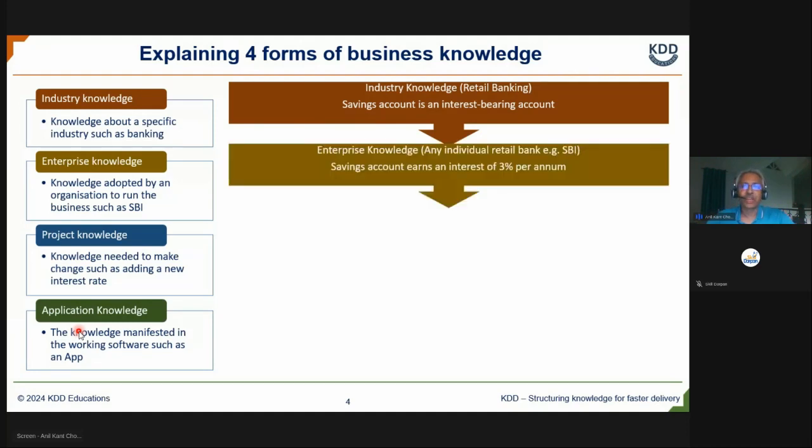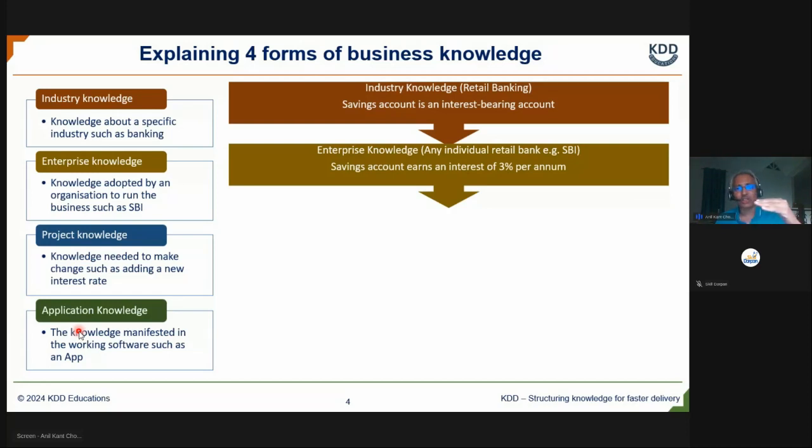Now, when you instantiate it, for example, SBI might say, I will give a 3% interest on the saving account. Now, that becomes an instantiation. So, if SBI is giving 3%, maybe another bank could be giving some other percent, maybe 2.5% or 3.5%. Maybe ICICI will decide, I will give 3.5%. Somebody else will decide a different percent. So that becomes enterprise knowledge.